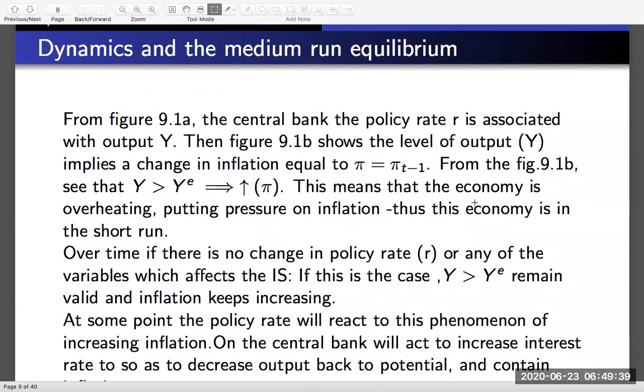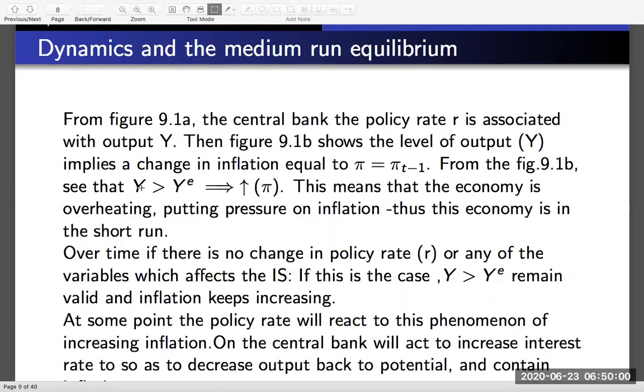Okay, so this means that the economy is overheating. Whatever you have, your actual output which is being produced is greater than your potential, it means you have surpassed your potential. When you surpass your potential, if you try to stimulate your economy, the only thing you are going to get is inflation.